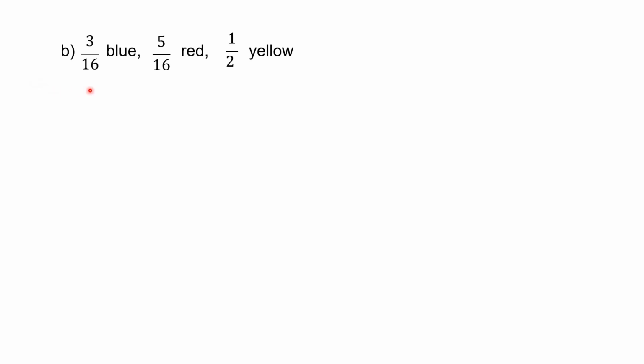Let us do the next problem. 3 by 16 blue, 5 by 16 red, 1 by 2 yellow. 3 by 16. Actually, we have to draw a square grid of 16 squares. So 3 by 16 means we have to color 3 squares in blue. 5 by 16 red. That is, we have to color 5 squares in red. 1 by 2 yellow. Let us find out the half of 16 squares.